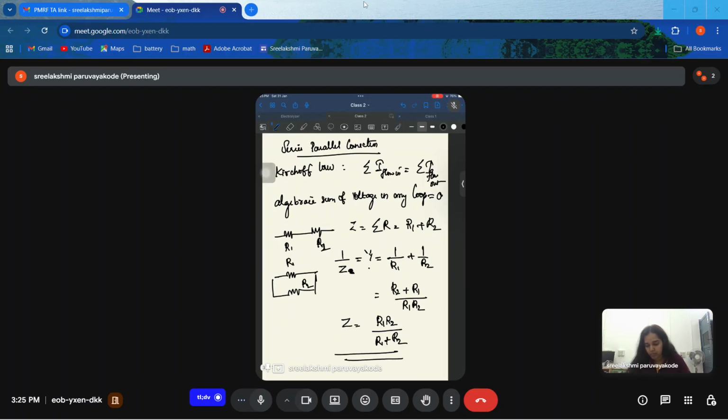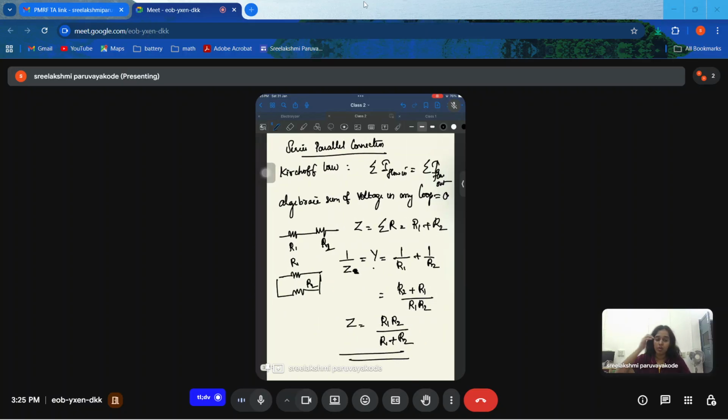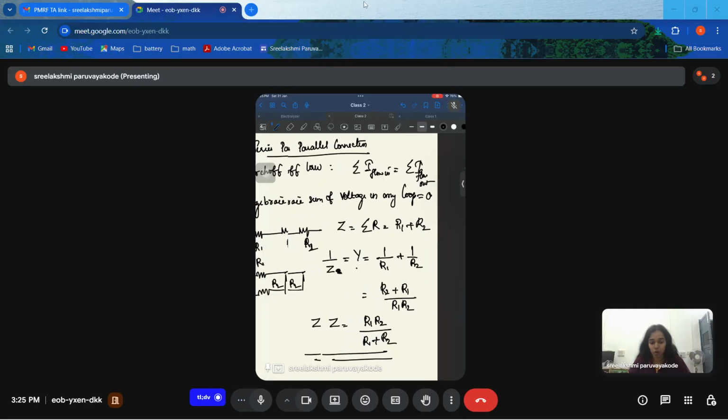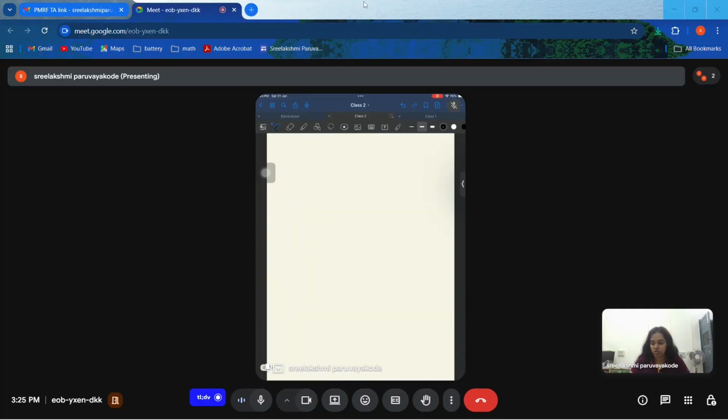Okay. Now let us move on to a much more complex system. Complex system means where we have both resistors and capacitors in combinations. So let the first one be, we have one R and one C. How do we do it?